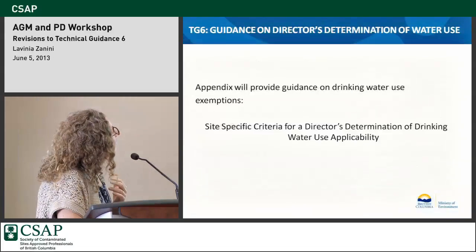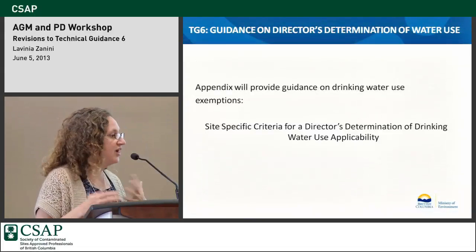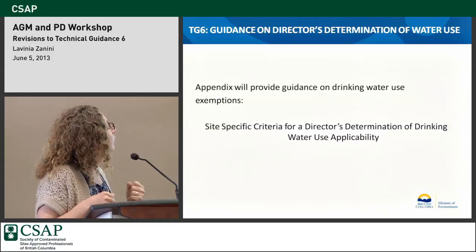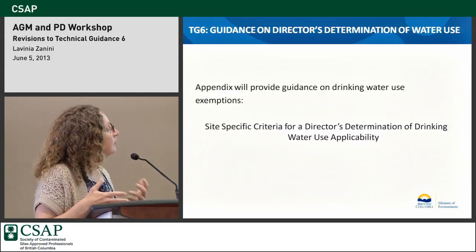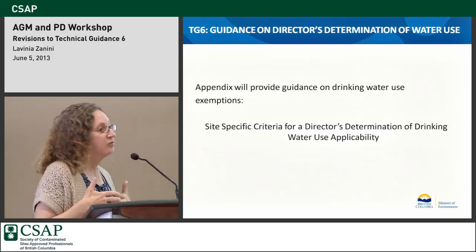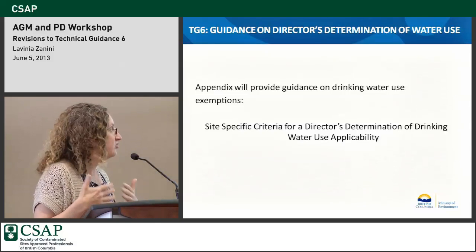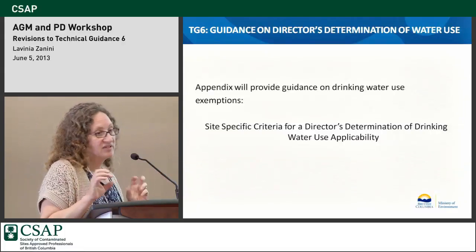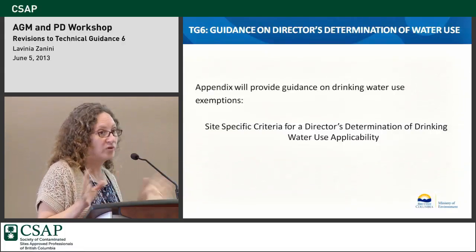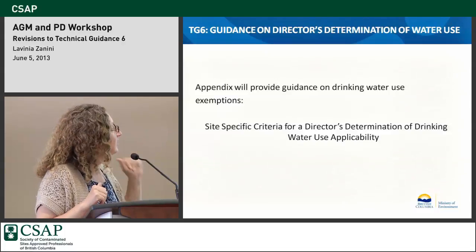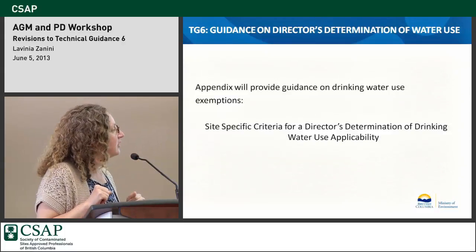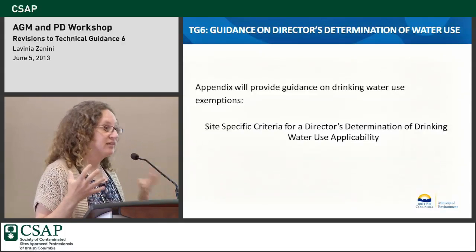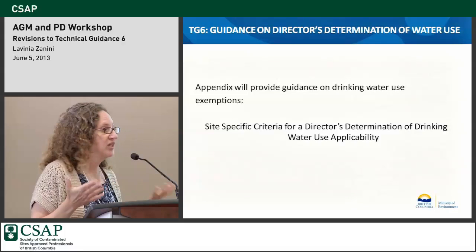And I think, at the end of the guidance in the appendix, there will be some guidance on what we will look for when assessing requests for specifically drinking water use exemptions. And again, Amy and Annette's presentation will go into depth on that. But there's a whole list of criteria at the end that will help practitioners decide whether they could even get a determination that a drinking water use doesn't apply.